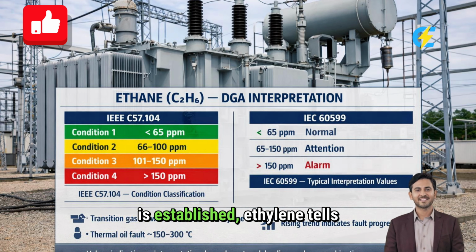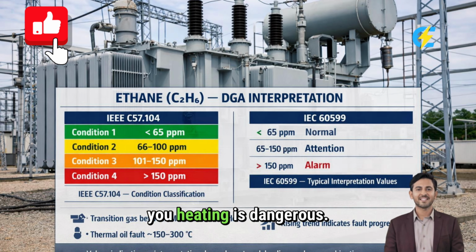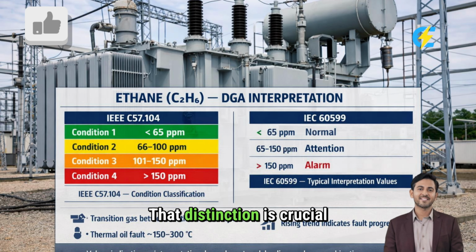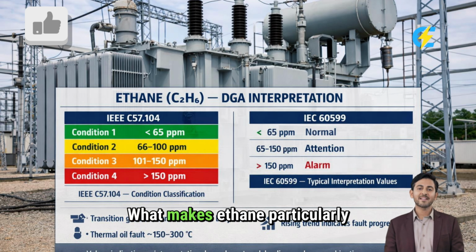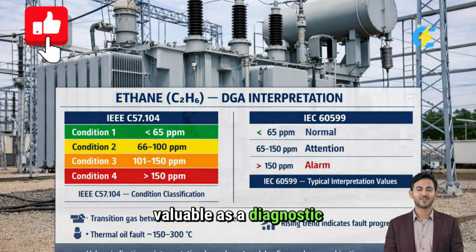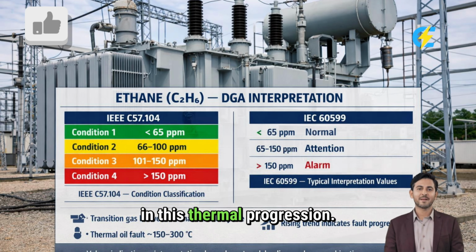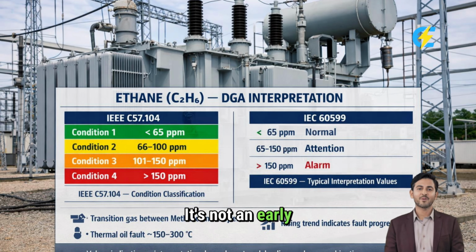Ethane tells you heating is established, ethylene tells you heating is dangerous. That distinction is crucial for your maintenance strategy and operational decisions. What makes ethane particularly valuable as a diagnostic tool is its position in this thermal progression. It's not an early warning like hydrogen, and it's not a critical alarm like high ethylene or acetylene. Ethane is your strong corrective signal.